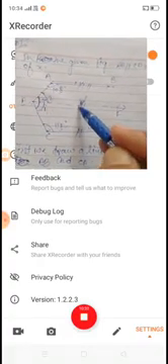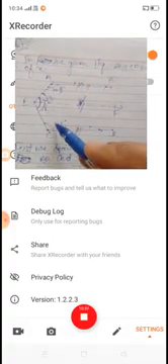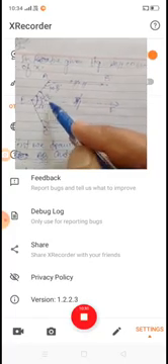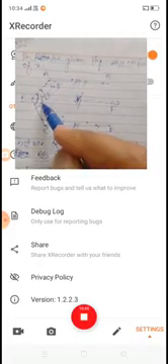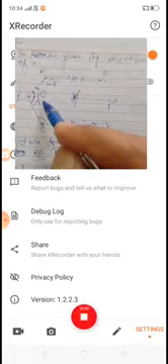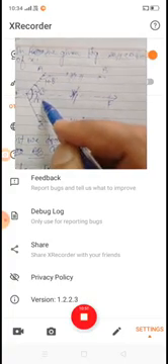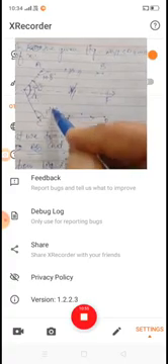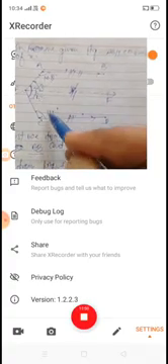CD is parallel to EF and CE is a transversal. Then the sum of consecutive interior angles is supplementary. So angle 1 plus angle ECD make a consecutive interior angle pair, and their sum of measures is 180 degrees. So angle 1 plus 112 is equal to 180. So we get angle 1 is equal to 68 degrees.